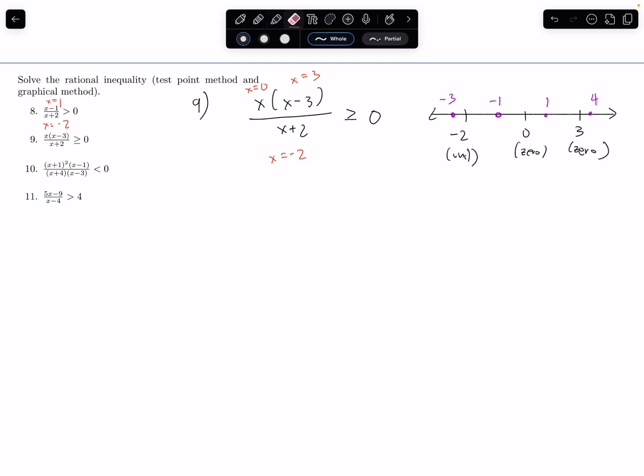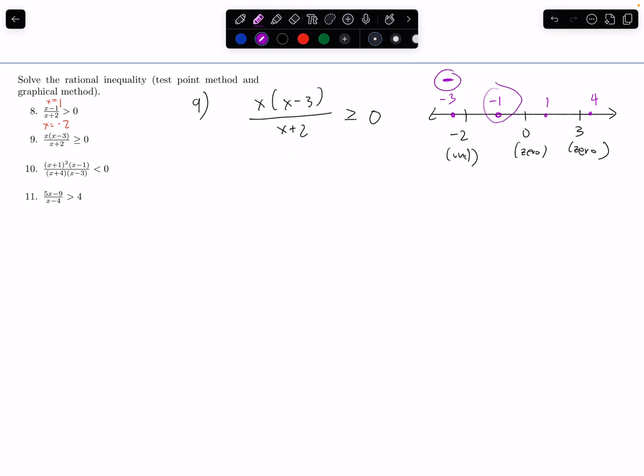Okay, starting with negative 3. If I plug in negative 3 here, this will be negative. Negative 3 minus 3, negative. And the bottom, negative 3 plus 1, negative. So negative, negative, negative. That's 3 negatives. Overall gives me a negative.